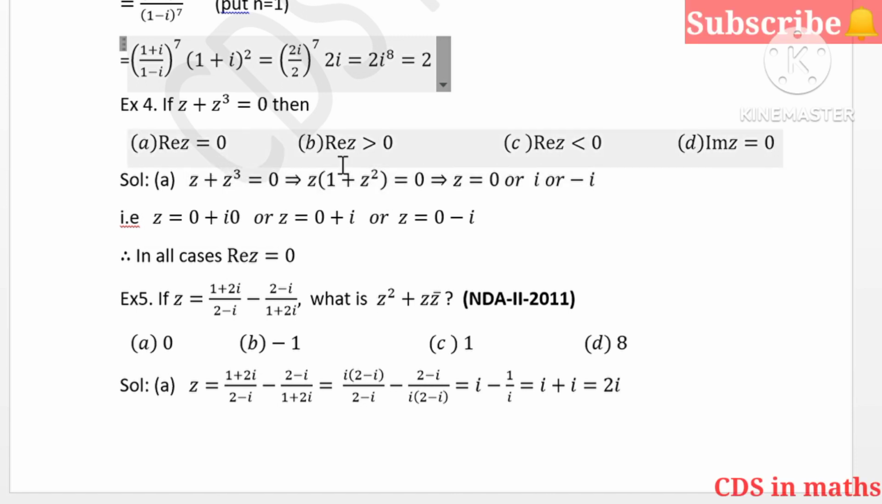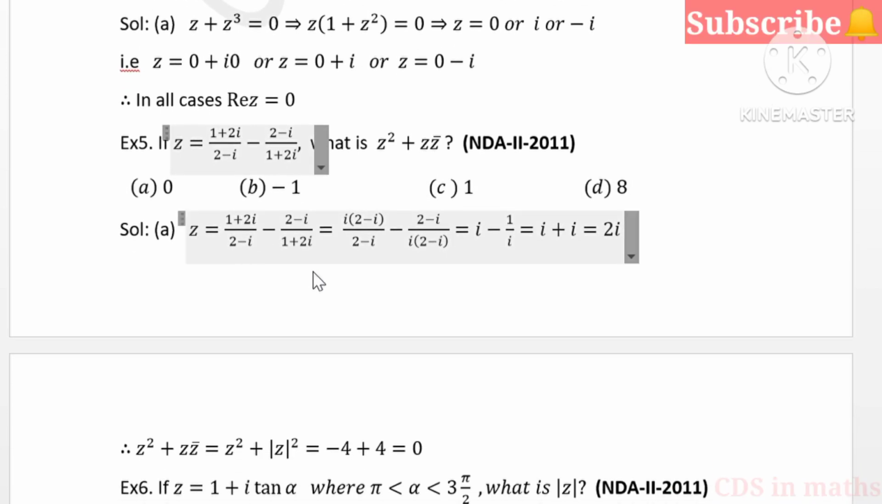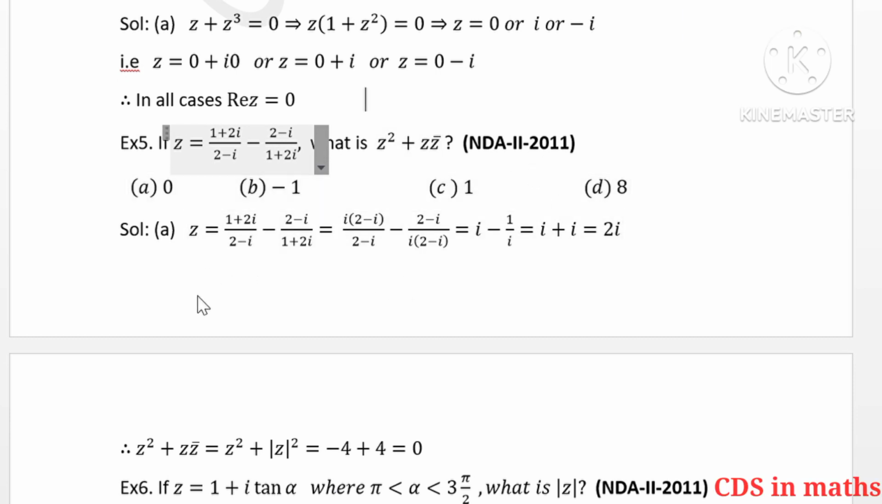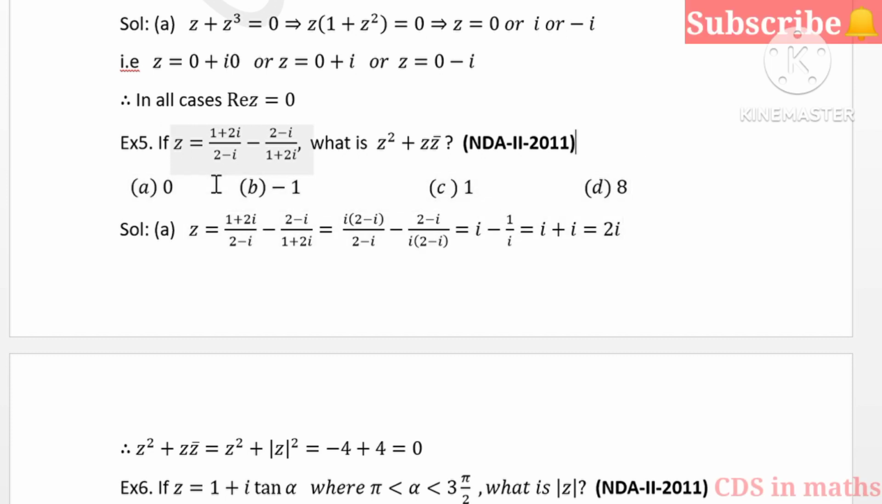So you see in these three complex numbers, the real part here is 0, here also 0, here also 0. So in all the cases the real part is 0. So real part 0, real part greater than 0, real part less than 0, imaginary part 0. The imaginary part is not 0 every time, only here it is 0. So this A is the right answer.